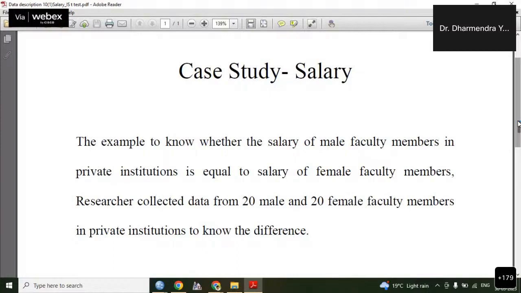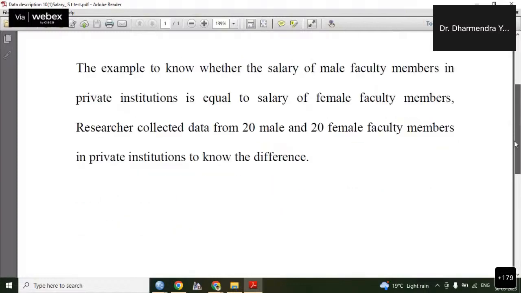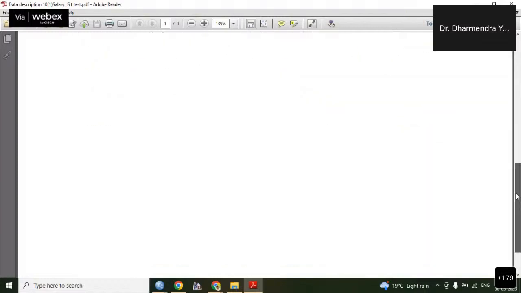But the number of samples, or you can say observations, may be the same or may be different. It is not necessary that both groups have the same observations. So these 20 male and 20 female may be the same or may be different. Suppose there are 20 male and 18 female, it may be. But in our case, we have an equal number of faculty members. Now, we want to check, is there any significant difference between the salary or not?